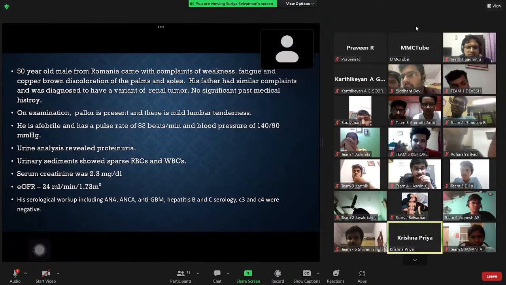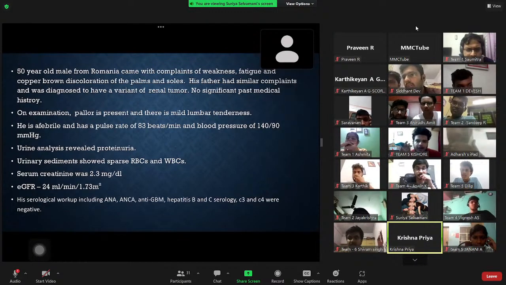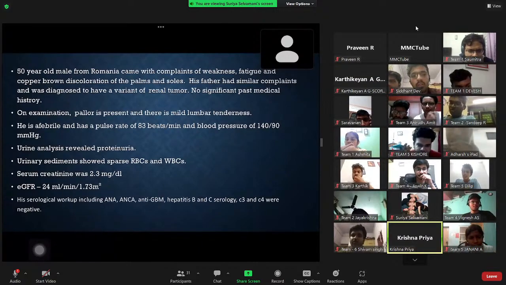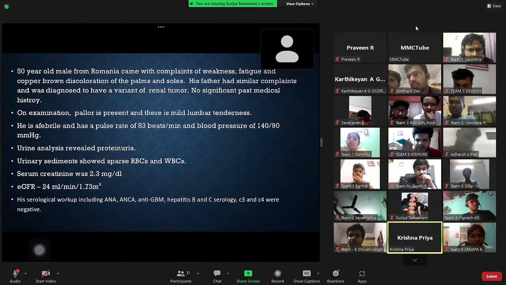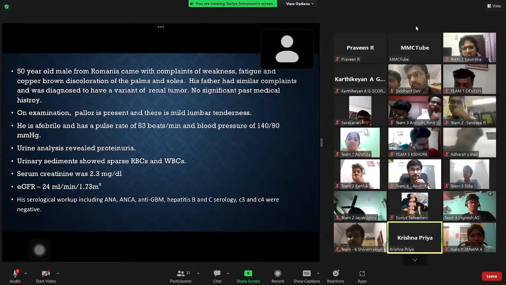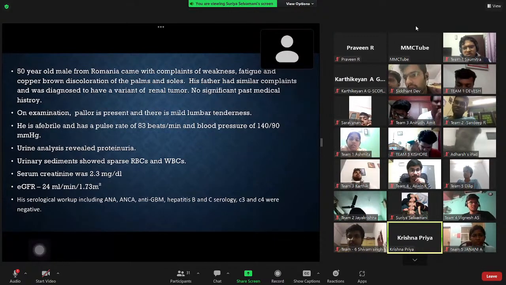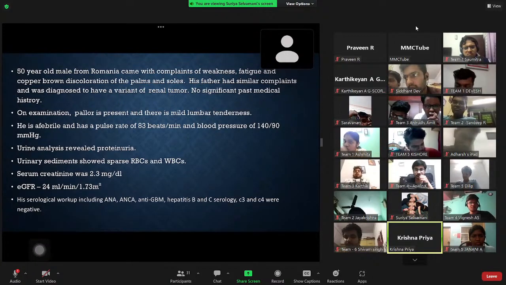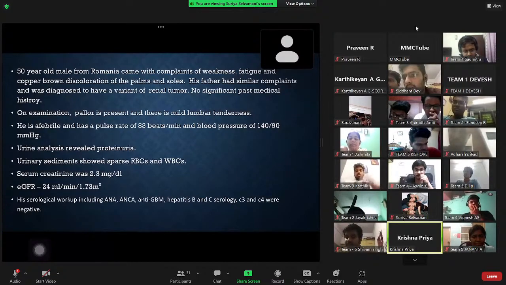Here is a patient. A 50-year-old male from Romania came with complaints of weakness, fatigue, and copper-brown discoloration of the palms and soles. His father had similar complaints and was diagnosed with a variant of renal tumor. No significant past medical history. On examination, pallor is present and there is mild lumbar tenderness. He is afebrile and has a pulse rate of 83 beats per minute and blood pressure of 140 by 90 mm Hg. Urine analysis revealed proteinuria. Urinary sediment showed sparse RBCs and WBCs. Serum creatinine and eGFR are given. His serological workup was negative. What is the diagnosis? Timer starts for the pounce question.